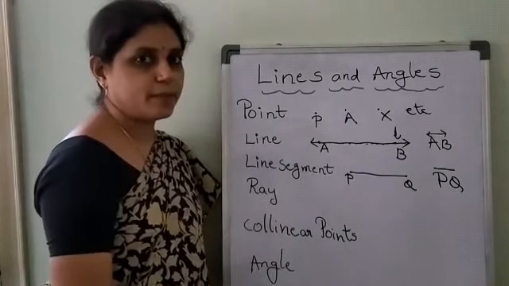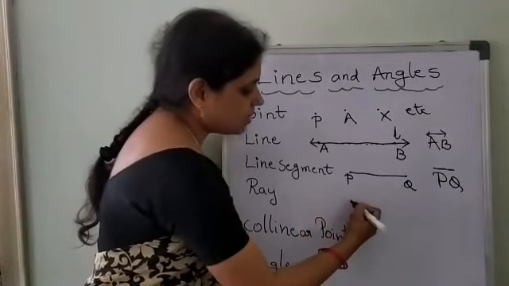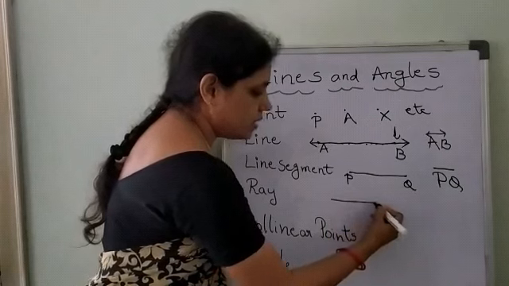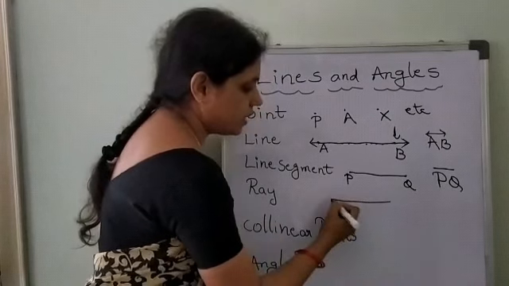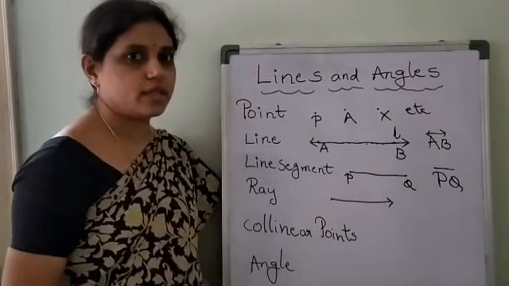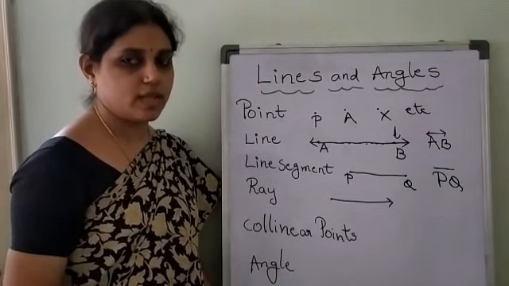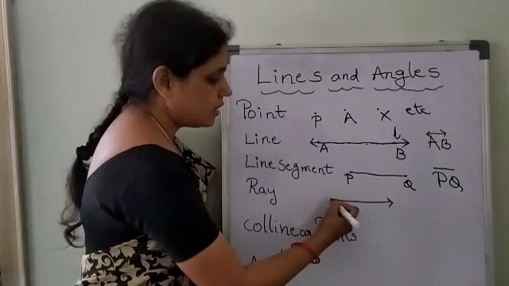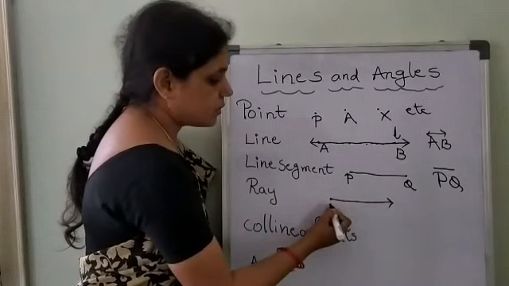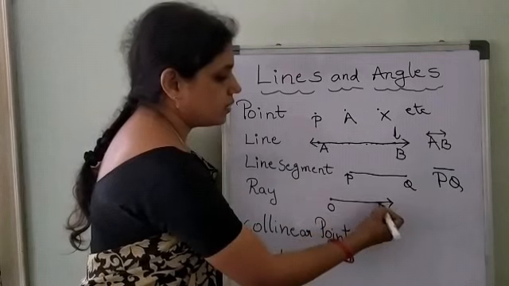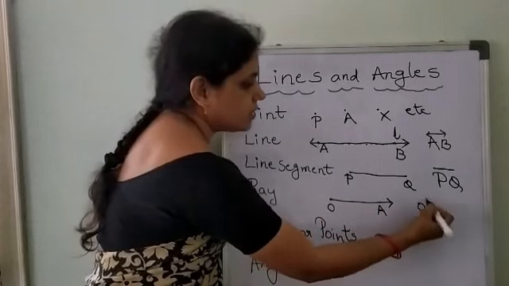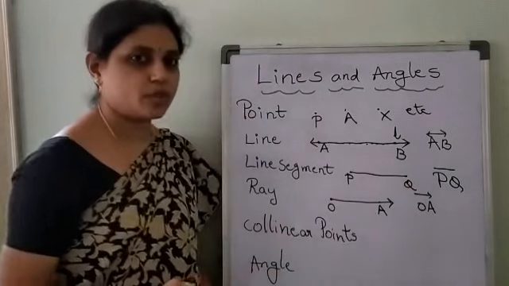Next, ray. Ray is also actually the part of the line only. Ray is the part of the line with 1 endpoint. So here in this direction it can be extended. So suppose here O, and I want to take this as A. So here it is represented in this way, OA.